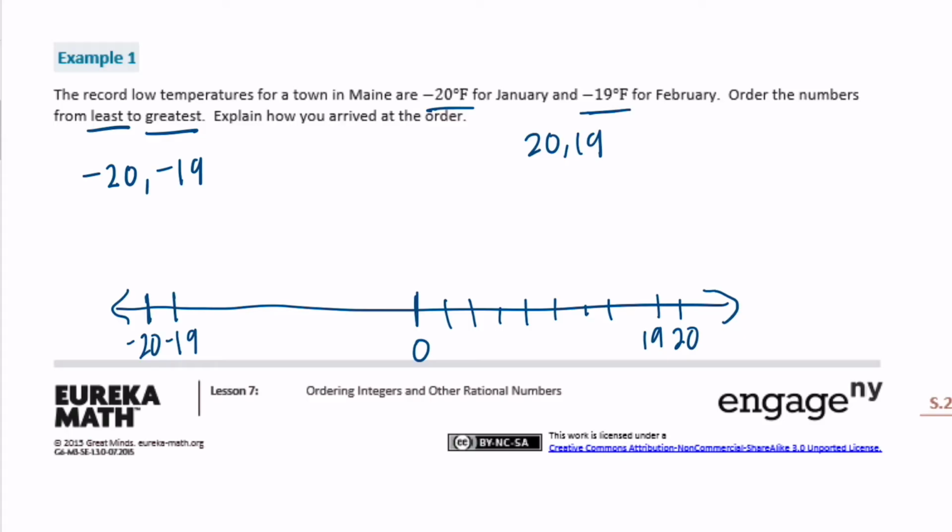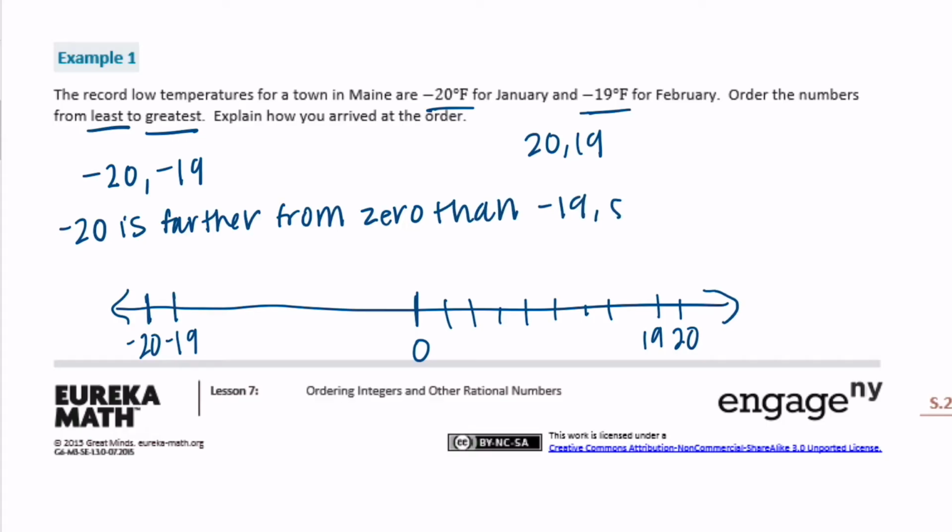And we can say that -20 is farther from 0 than -19, so it is smaller.